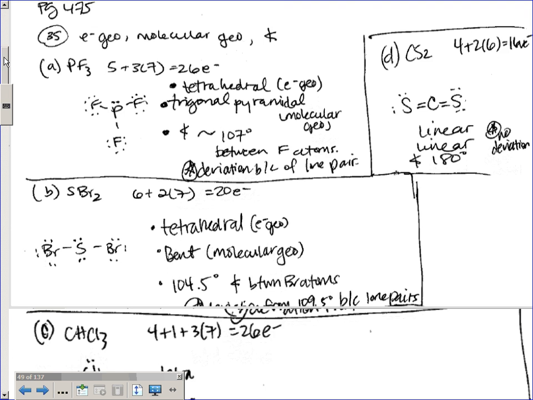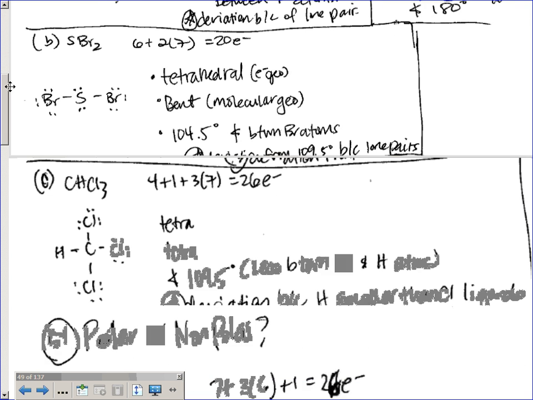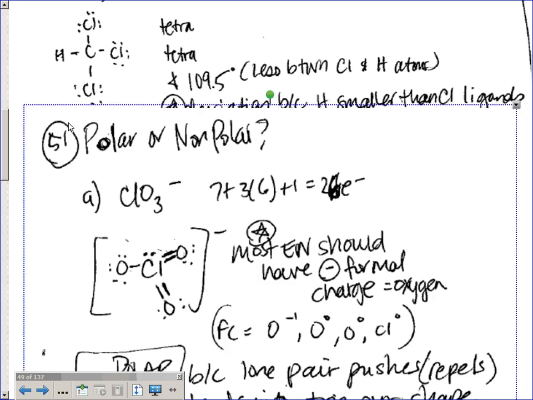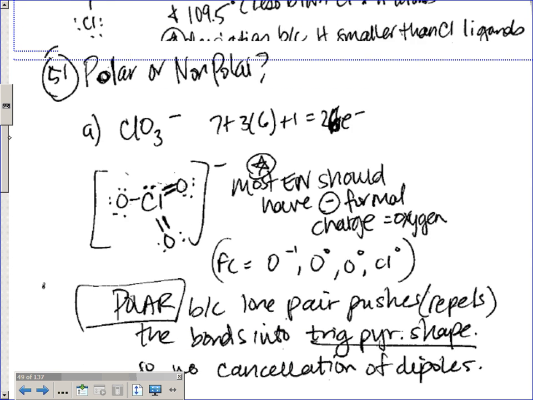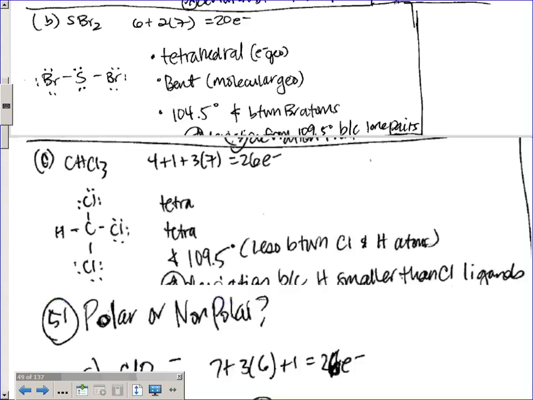All right. So then we have SBr2, name it. Sulfur dibromide. I know we don't name things as often as we used to. We had 20 electrons, added them all on there. What's this shape the way I've drawn it? Look how I've drawn it. I've drawn it straight, but does it mean it's linear?